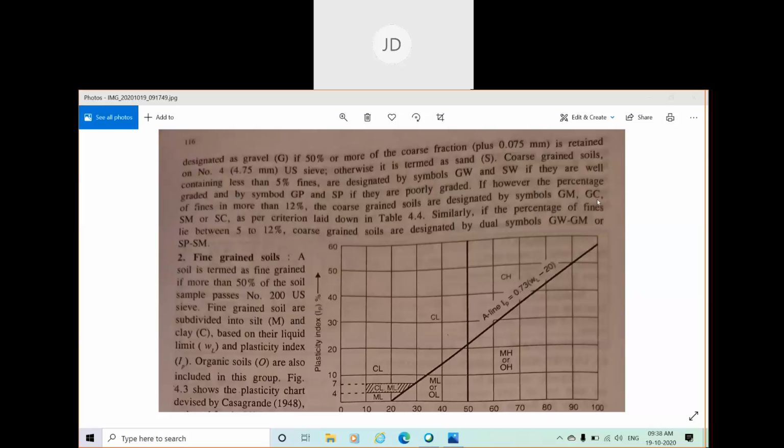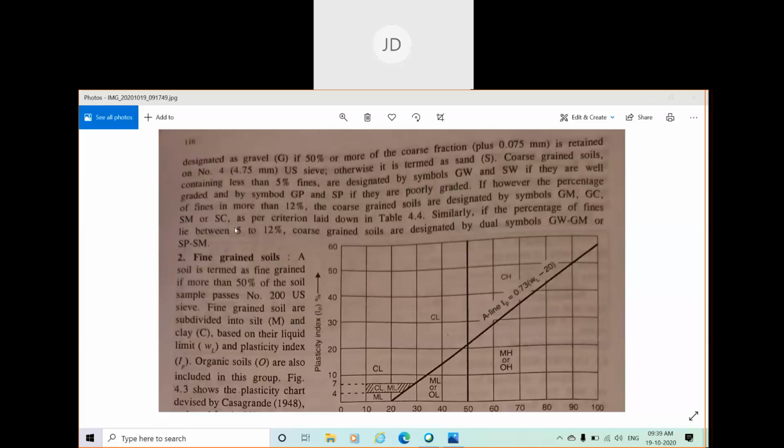But it should come after capital G or after capital S, because the main soil is what? The main soil is coarse-grained soil. More than 50% of the soil is coarse-grained soil. That's why the first term is given by the majority soil. That means G will come first or S will come first, and after G or S we have to put M or C. That means if the soil contains clay, then we have to put SC. If the soil contains M, that is silt, then we have to put SM.